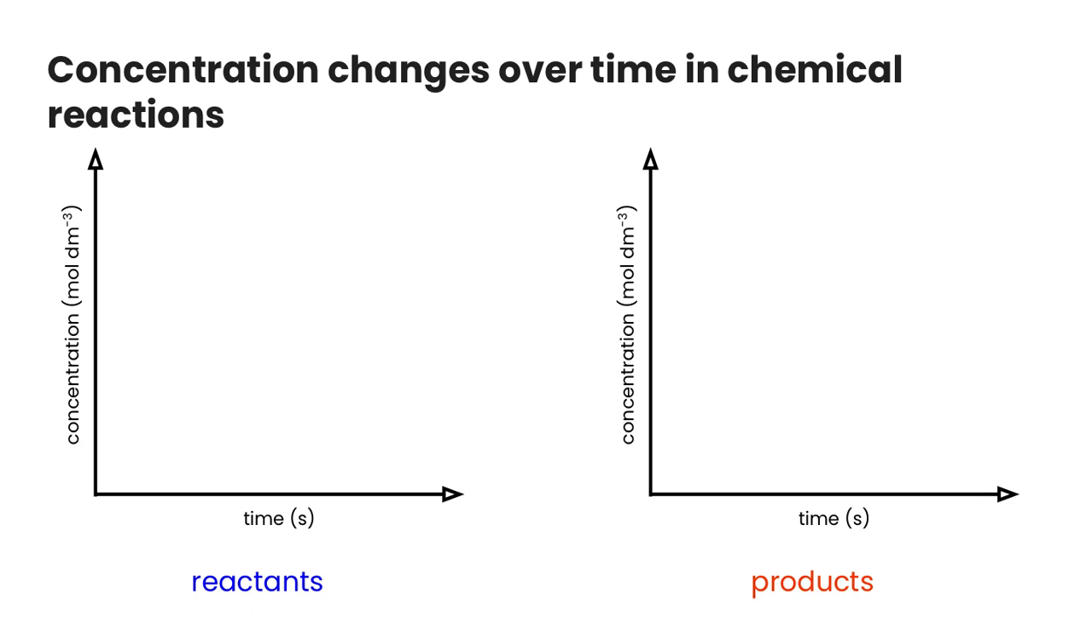So the rate is usually given in units of concentration per time. So moles per decimeter cubed per second is a pretty typical unit for a rate. So this is simply the change in concentration over the change in time. We can monitor the rate of a chemical reaction either looking at the disappearance of the reactants or the appearance of the products in a chemical reaction.